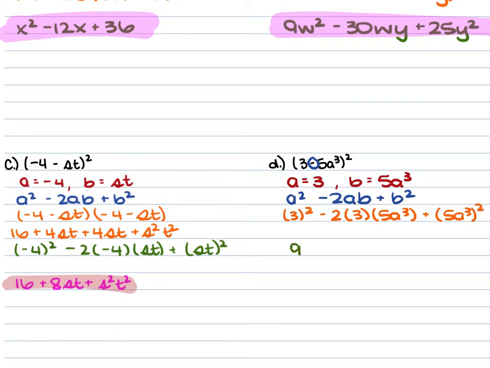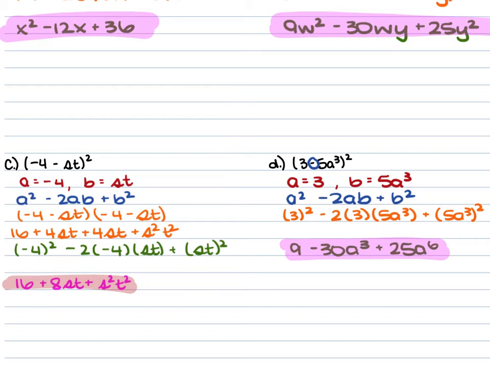So the 3 squared is 9. Negative 2 times 3 is negative 6 times 5a cubed is negative 30a cubed. And then you have that 5a cubed squared. So that's going to give us a positive 25a to the 6th power. So it's just that 9 minus 30a cubed plus 25a to the 6th power.